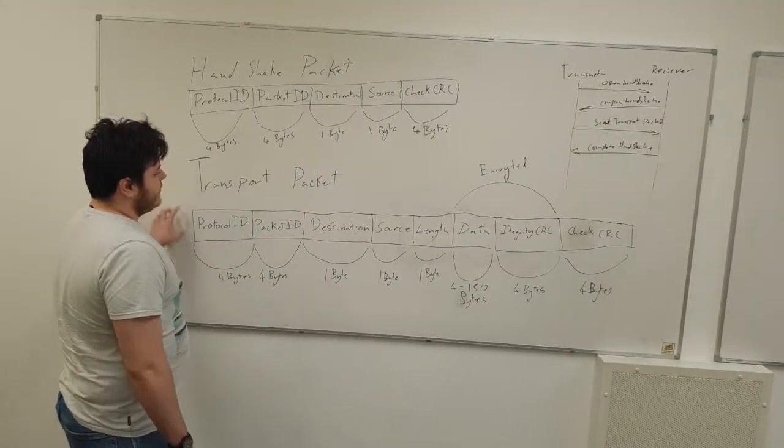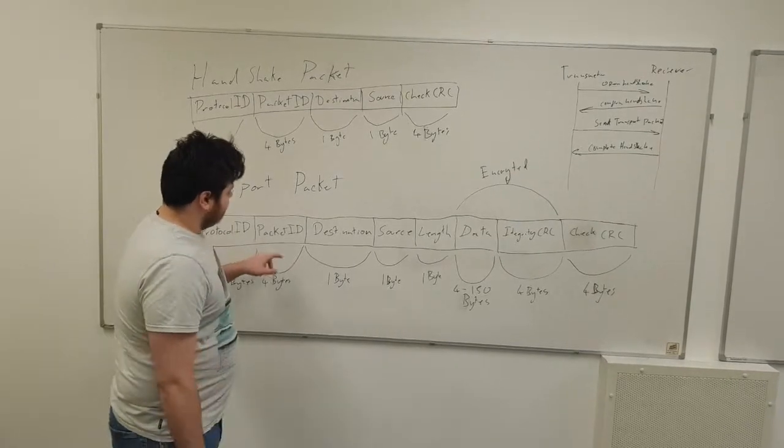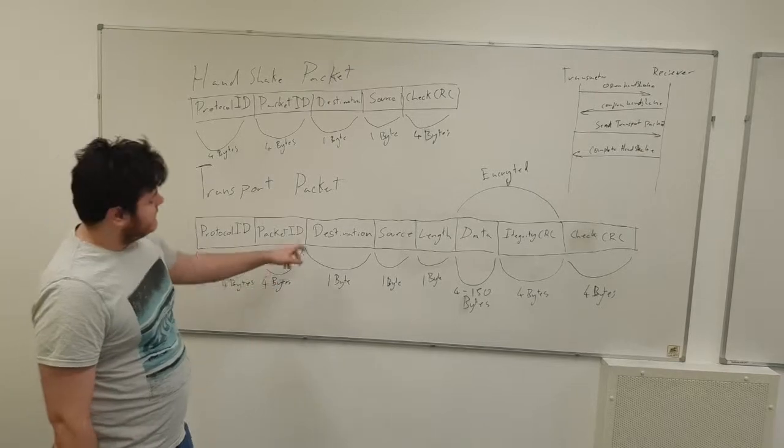And then here we've got the transport packet, so this is made up similarly of the protocol ID, the packet ID, destination and source.